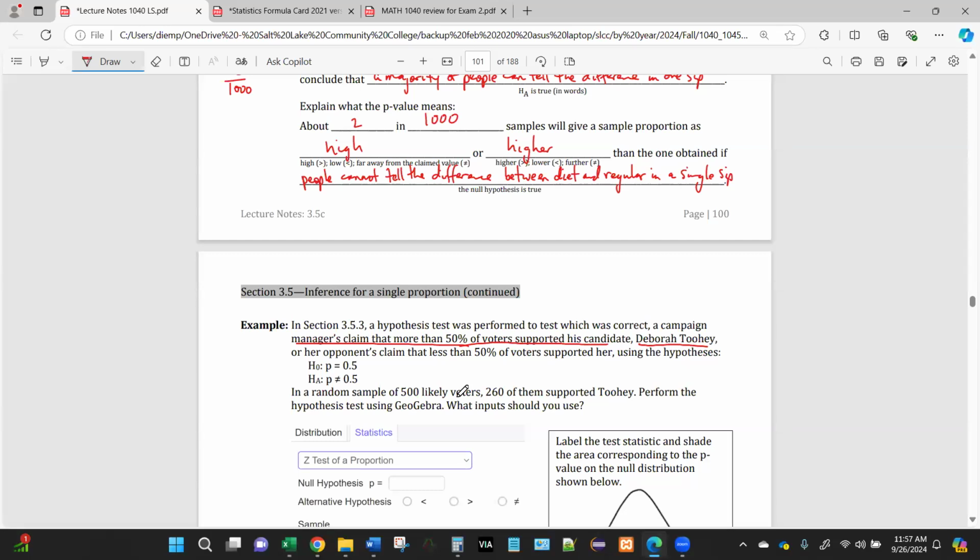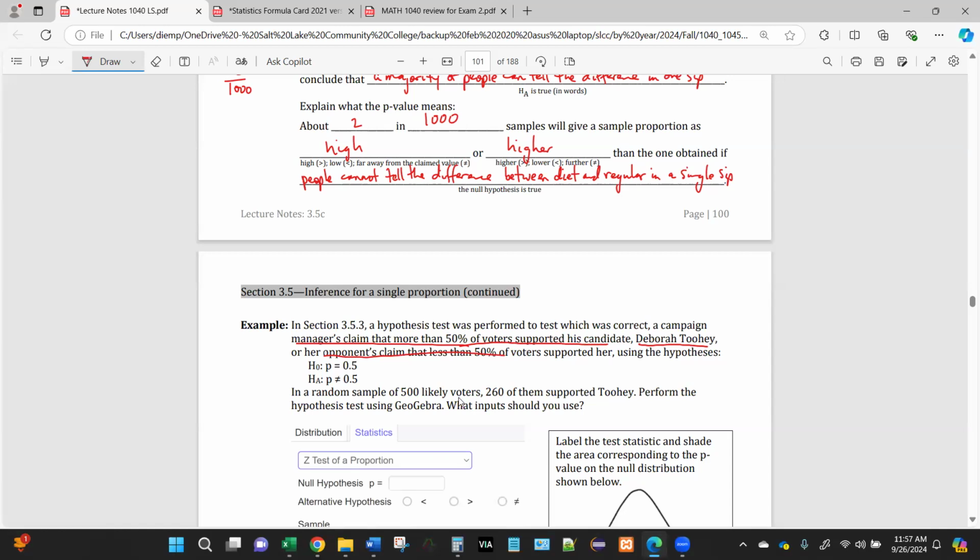But the manager for the other candidate claims that it's less than 50%, right? Because the other campaign manager wants their candidate to win. So the other campaign manager is going to say, no, it's not more than 50%. In fact, it's less than 50%. So we have these kind of competing claims.